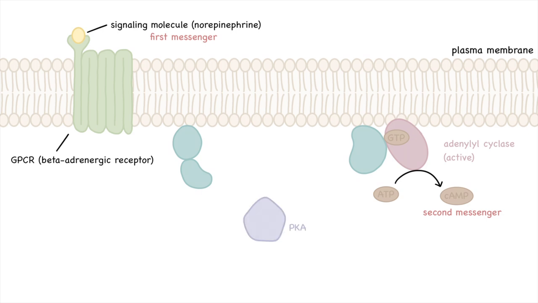Next, cyclic AMP activates protein kinase A, or PKA. Since PKA is a kinase, that means that it adds a phosphate group to molecules, usually proteins. PKA targets ion channels and other proteins, which causes cellular changes.